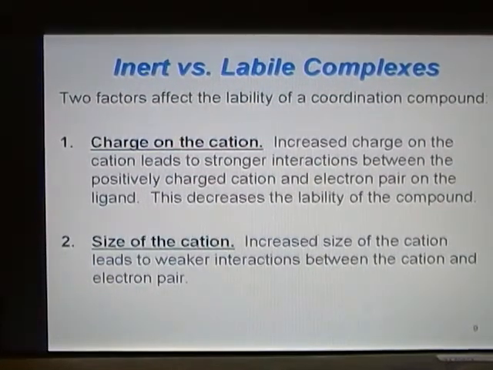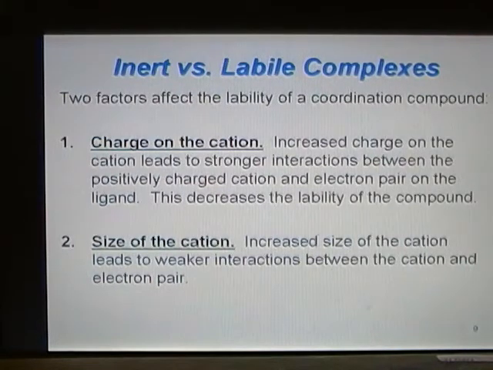There are two different factors that affect how labile a coordination complex is. The lability of the coordination complex will tell us whether the dissociative mechanism is preferred or the associative mechanism. So if a compound is labile, a ligand will pop off, and that will favor the dissociative mechanism.